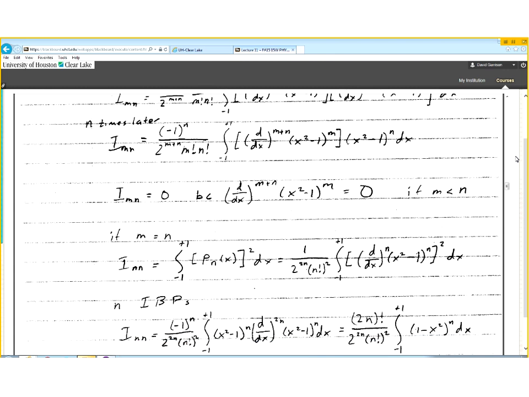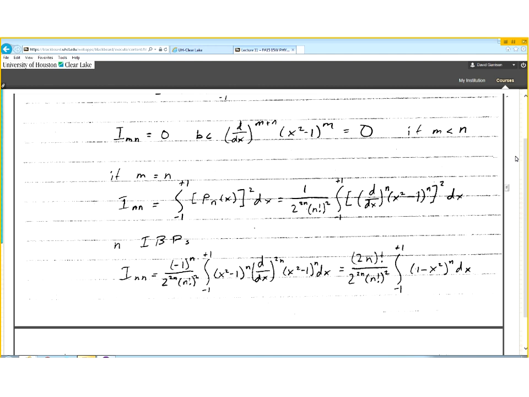So what happens is that if m and n are different, then when you take m plus n derivatives of the m term, and m is less than n, you're going to get 0, because you've taken all the derivatives of each one of these and then you just run out of terms. But if m and n are equal to each other, then you take all the derivatives of this for m. Remember there are two m terms here. And so you're taking 2m derivatives, and you're getting a non-zero term, and then you still have this integral left.